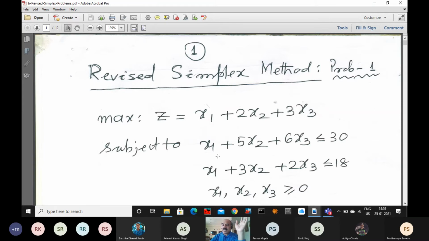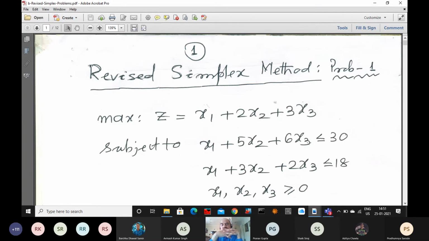In the same manner, the first constraint is x1 plus 5x2 plus 6x3 equal to 30. For the equal to sign there is no problem. If it is less than or equal to, I will write the less and equal to signs together. If it is greater than or equal to, the greater and equal to signs together. There is no confusion. And generally all the variables x1, x2, x3 are non-negative. This is the problem.